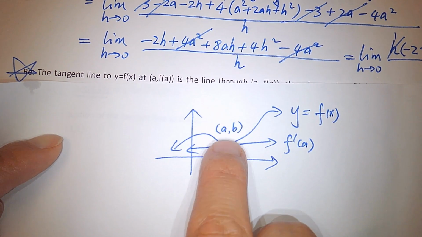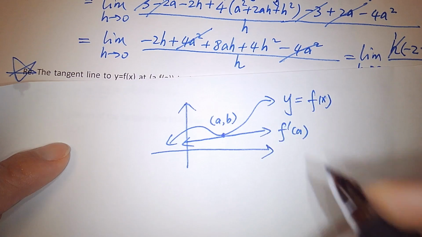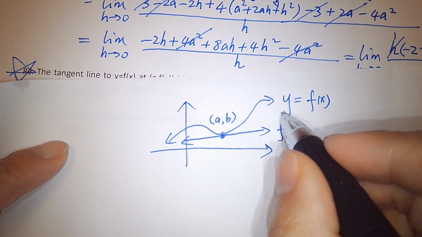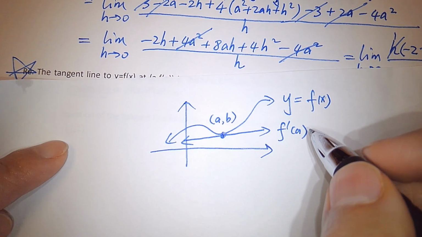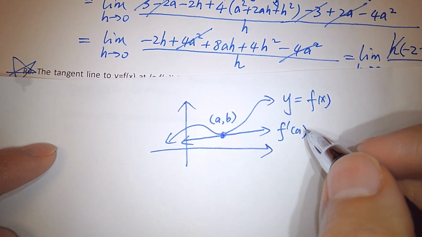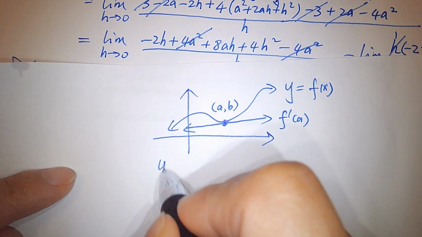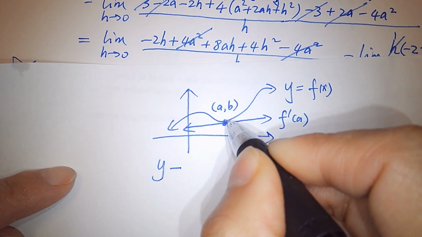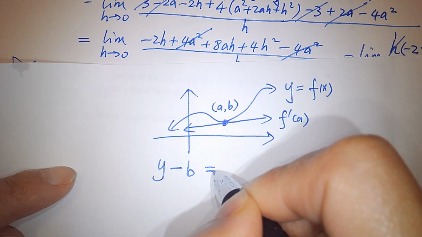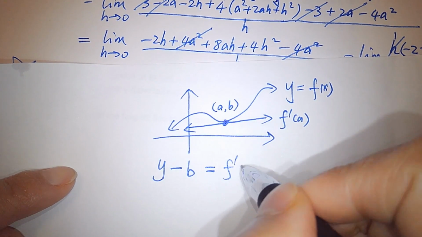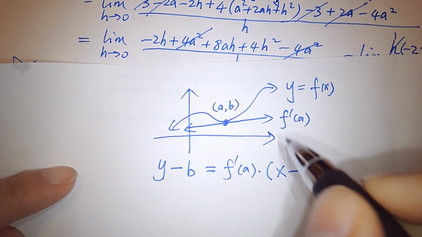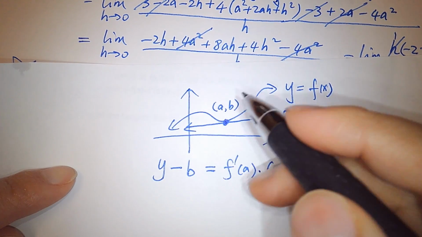The coordinates of this point are given. We know one point on our tangent line, and we also know the slope of the tangent line. Do you know how to write down the equation of the tangent line? It is going to be y minus the y coordinate of the given point equals the slope of the line times parenthesis x minus the x coordinate of the given point.